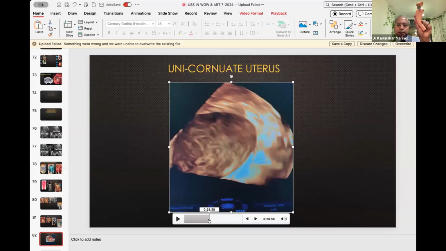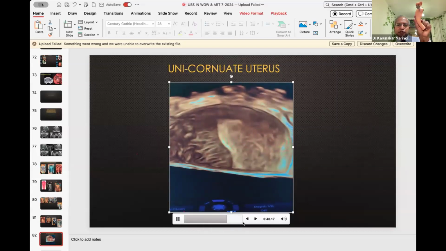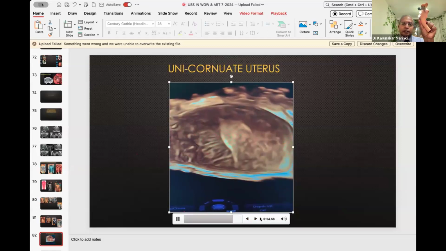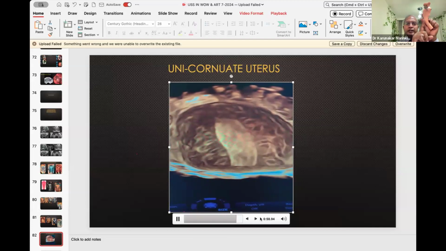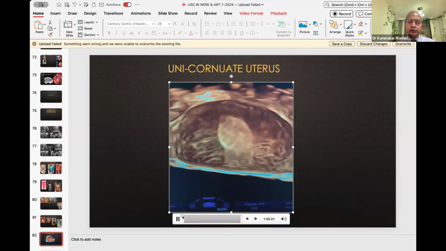So I'll just go back quickly. The point I'm trying to make is, whichever way you look at it, the endometrium eventually will show its narrow finger shape, even in the anterior posterior view, right lateral view, left lateral view. That is the diagnostic of it.